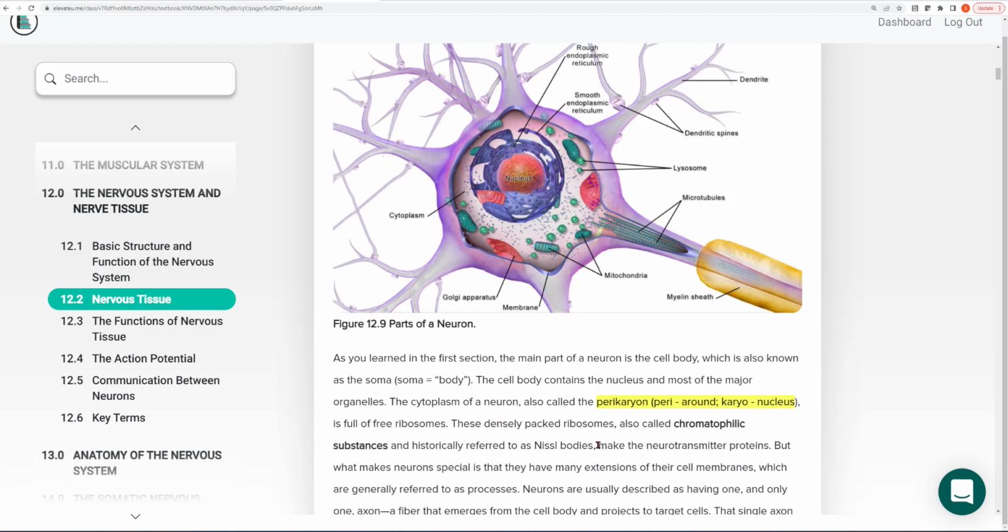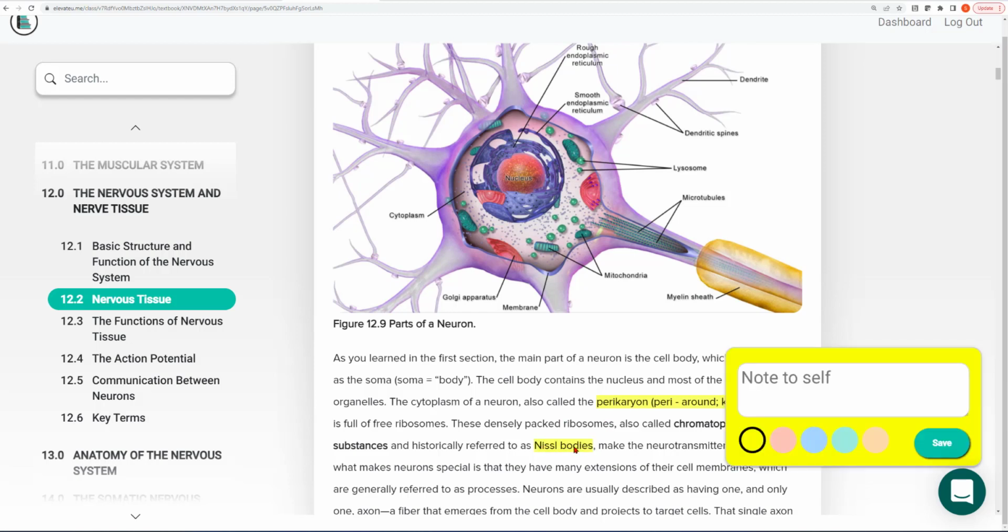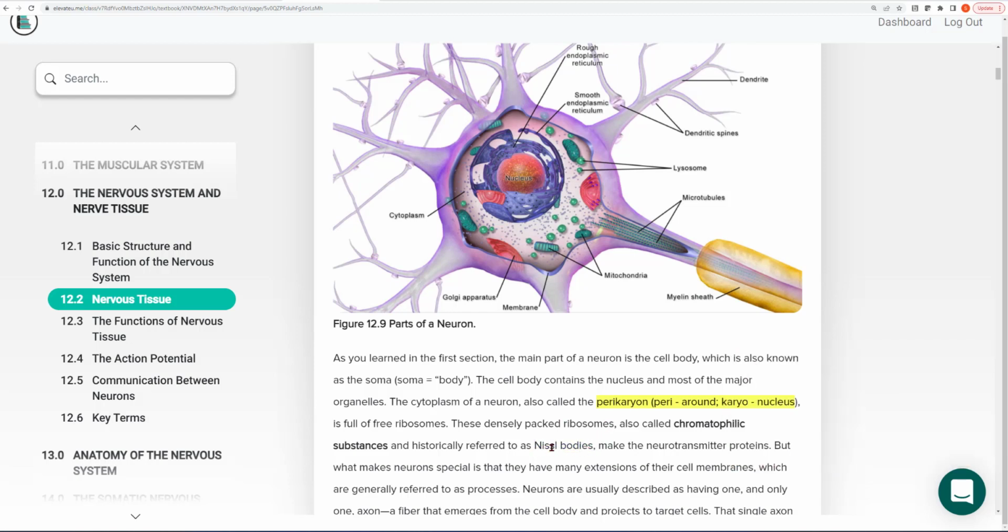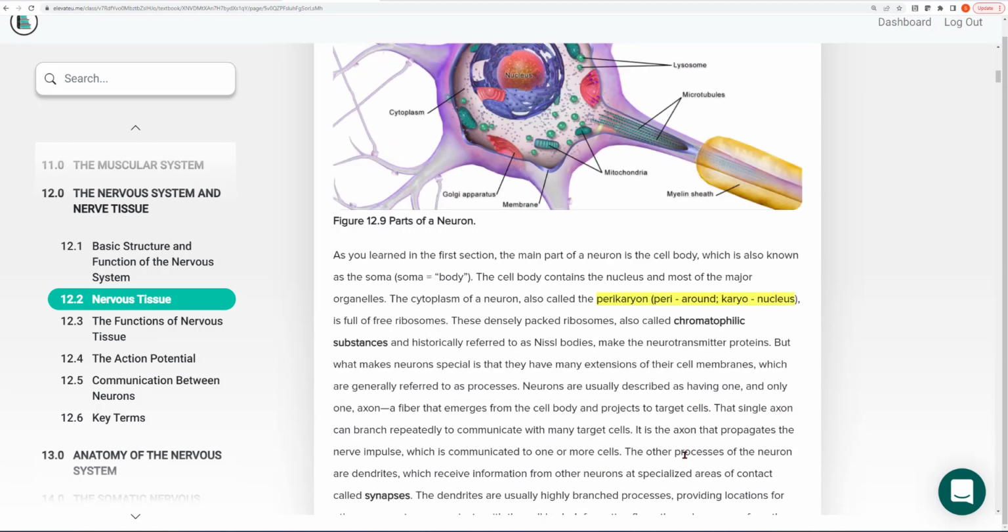There's also a move in anatomy to remove people's names from their discoveries. So rather than calling these clusters of ribosomes Nissl bodies, they're now referred to as chromatophilic substances. All that means is substances that have an affinity for, philic, chroma, color. And these ribosomes pick up color. They look like little dots when you look at them under the microscope.